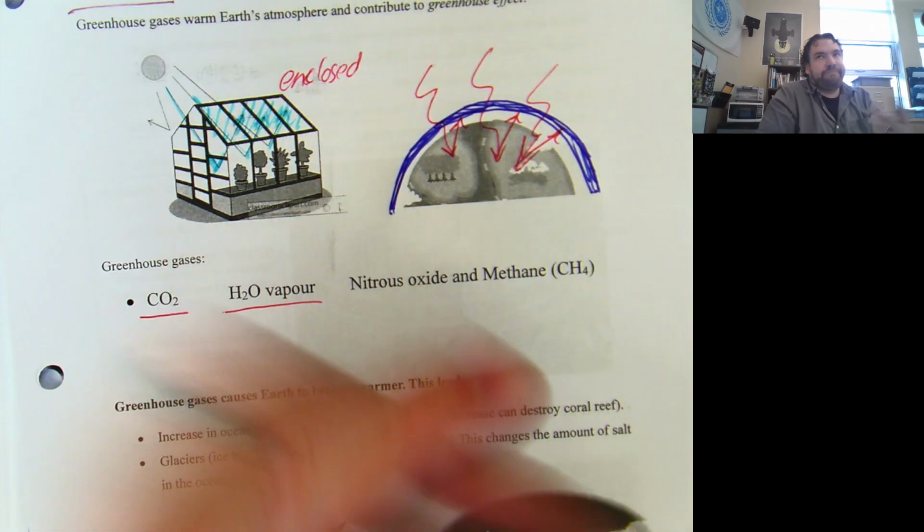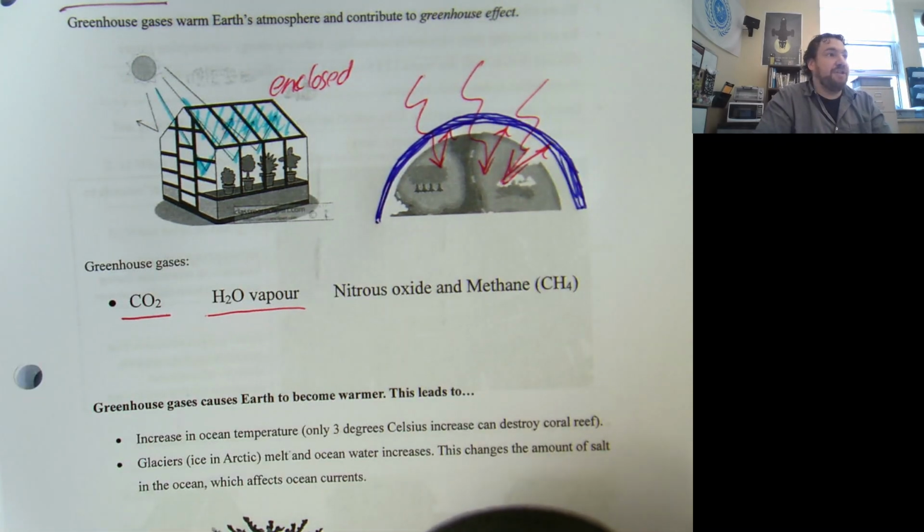Water vapor. I mean, there's nothing we can do about water vapor. Water vapor is another one. But part of the problem with water vapor is as the world gets warmer, more water vaporizes, causing things to get warmer still.